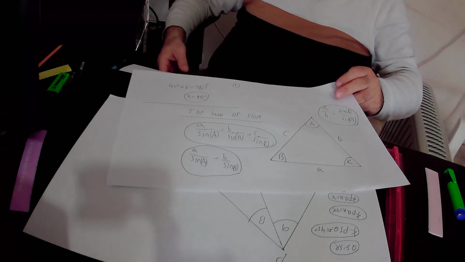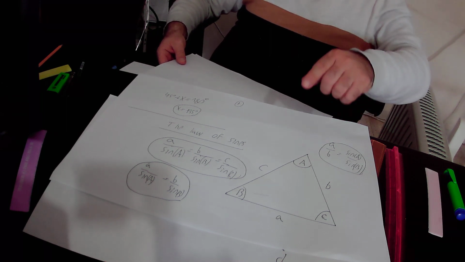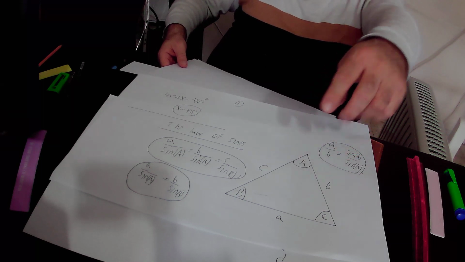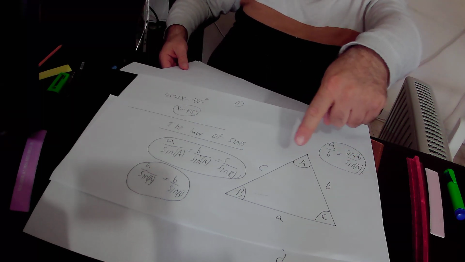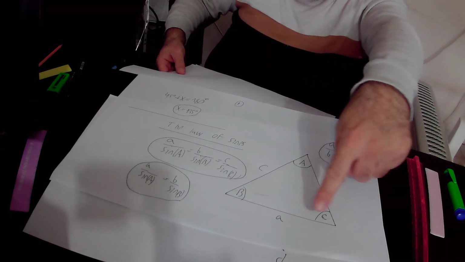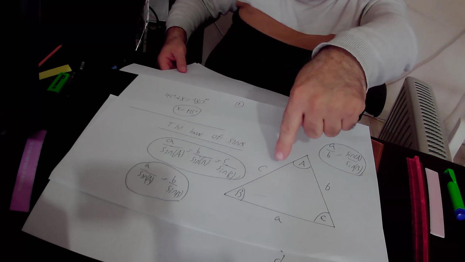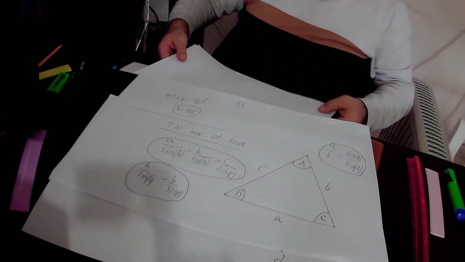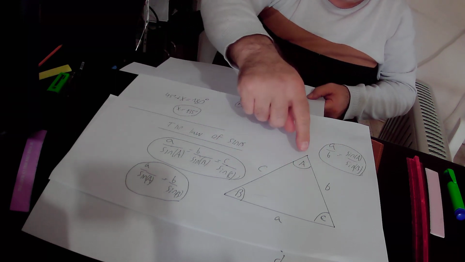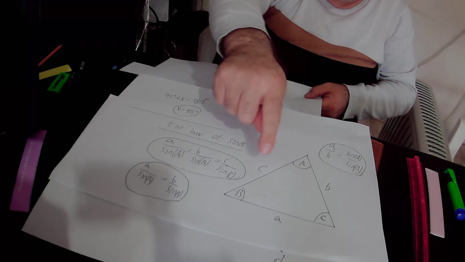Then I presented to you the law of sines. The law of sines is true in any triangle. So if we have this triangle, where this angle is A, this angle is B, this angle is C, the length of this side is a, the length of this side is b, and the length of this side is c, then according to the law of sines, a over sine A equals b over sine B equals c over sine C.